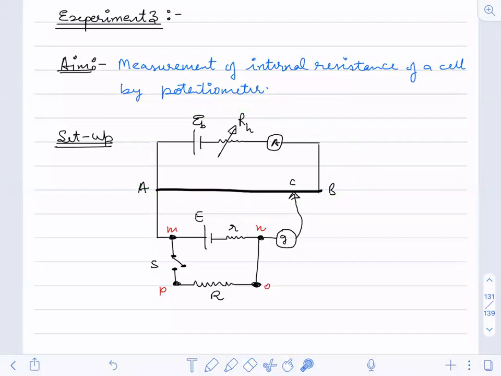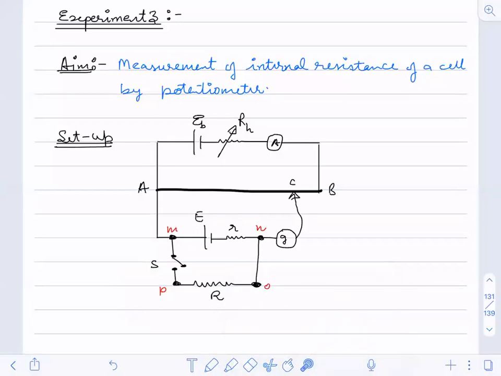What about the second part? In the first experiment you were not having this branch. But in the second experiment, you had a cell which you had to compare. Now just see the circuit, I'll explain the circuit here.